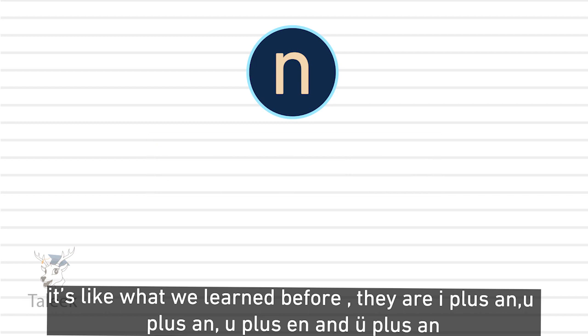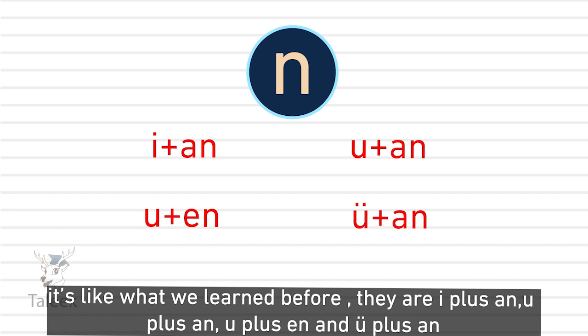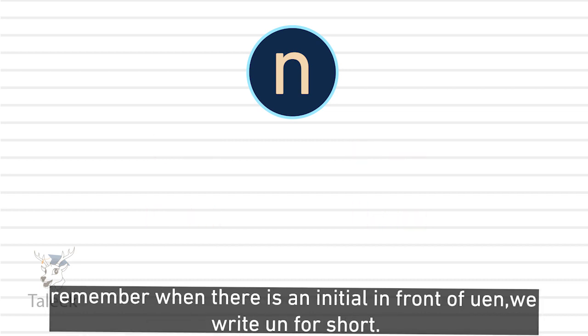They are i plus an, u plus an, u plus en, and u plus an. Remember, when there is an initial in front of wen, we write un for short.